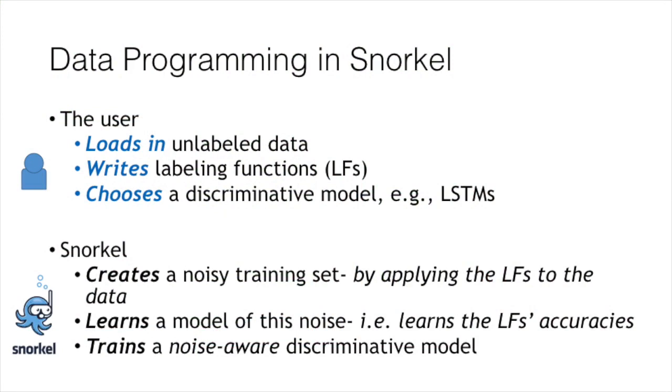So what does this actually look like? Someone comes up to Snorkel, loads in unlabeled data, writes a set of labeling functions which express various heuristics or leverage these weak supervision sources to provide some signal for the model. This could subsume hand-labeled data as well. Then they choose a discriminative model. It could be some neural net. It could be logistic regression over some generic feature set.